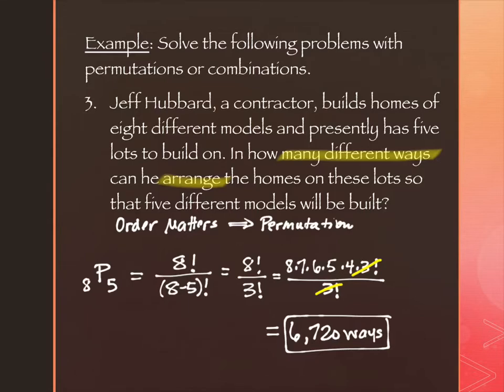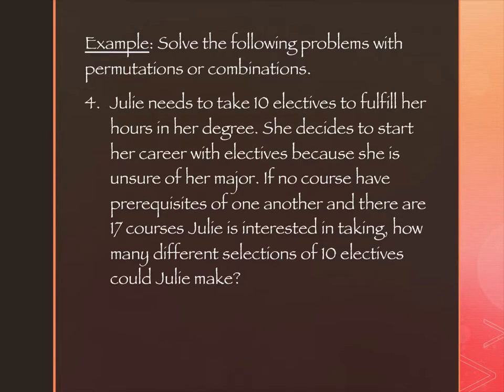Okay, let's try another one. This one is a little bit close to home because you guys are taking classes just like Julie is. Julie needs to take 10 electives to fulfill her hours in her degree. I don't know about you, but nobody I advise gets to take 10 electives. So Julie's very fortunate. She decides to start her educational career with electives because she is unsure of her major. If no courses have prerequisites of one another, and there are 17 courses Julie is interested in taking, how many different selections of 10 electives could Julie make?